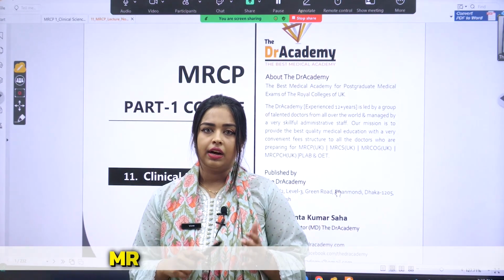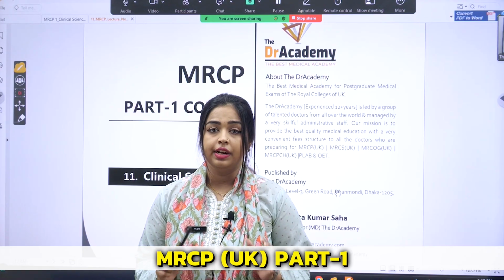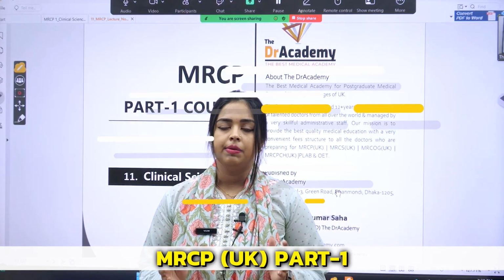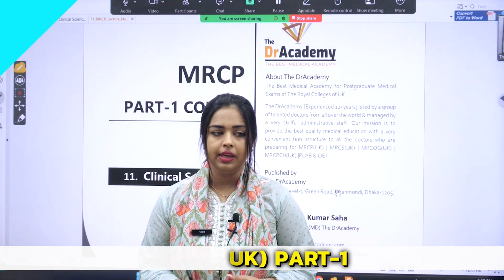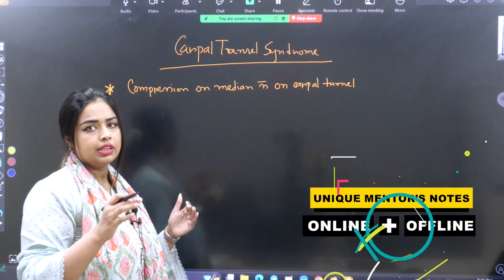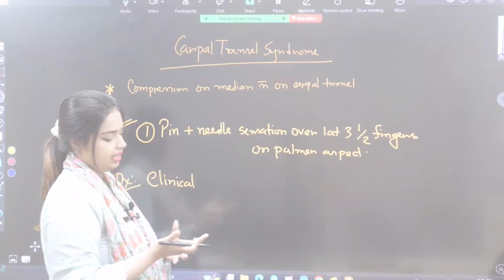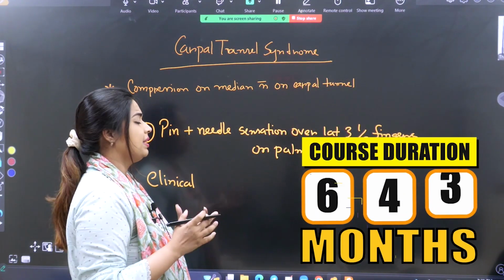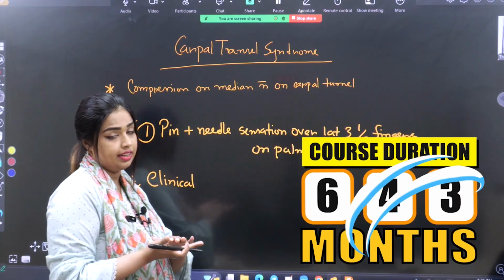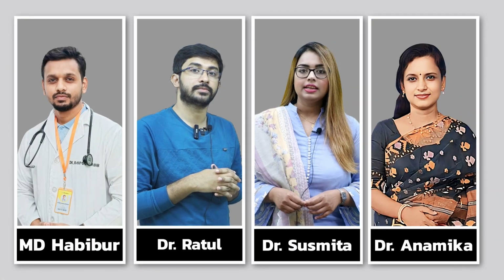Mainly the median nerve, ulnar nerve, radial nerve are very important for MRCP part 1 and part 2 exam. If any compression occurs on the median nerve, it is called the carpal tunnel syndrome. Patient will tell you that he is feeling like a pins and needles sensation over this area, lateral 3.5 finger.